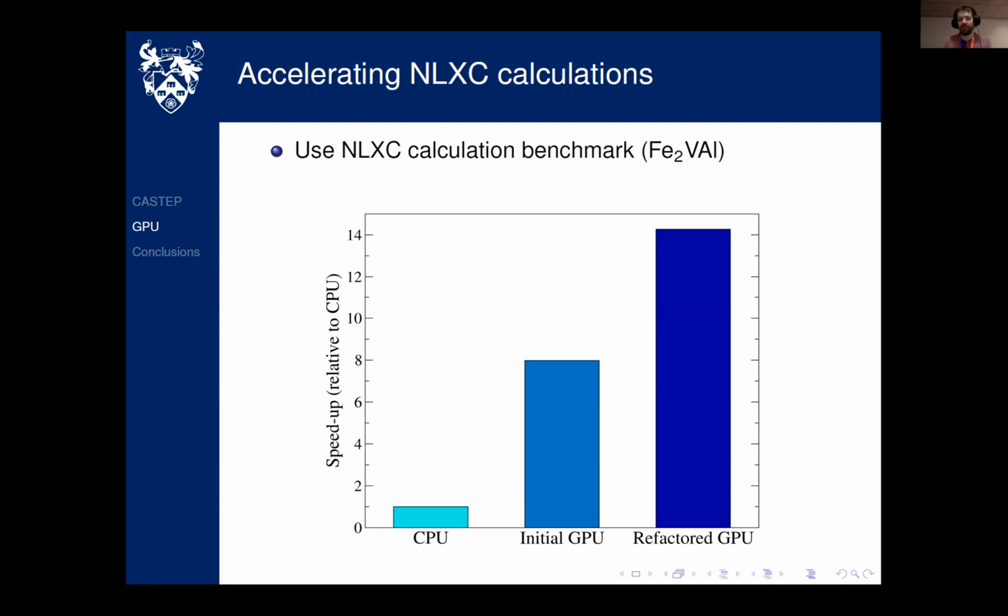This is the speed up relative to the CPU. This is using 42 cores of a Power 9. That's the left-hand one labeled CPU. And when we did what I've just told you about, that kind of exercise, we got the middle one, our initial GPU. We got a speed up of 8, which we were happy with.